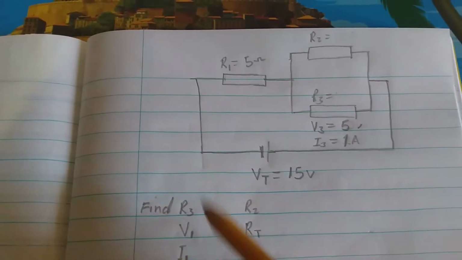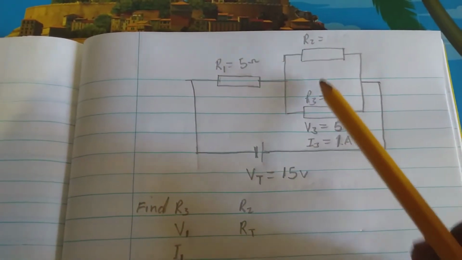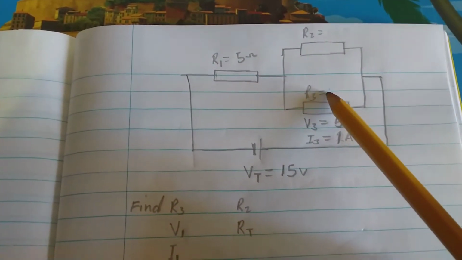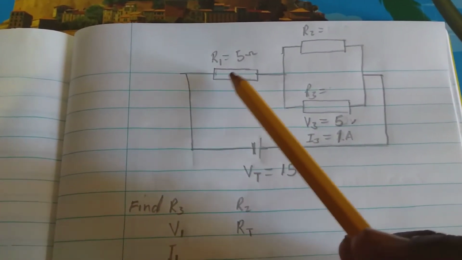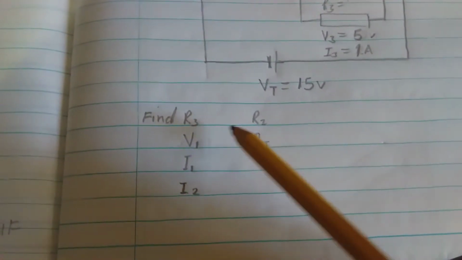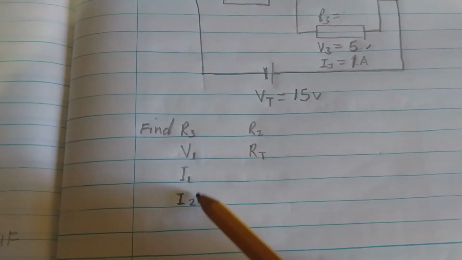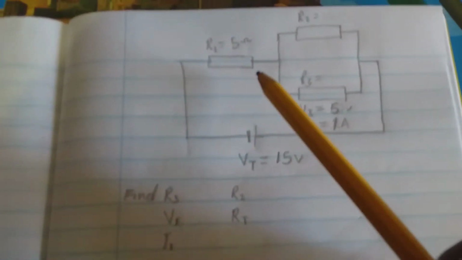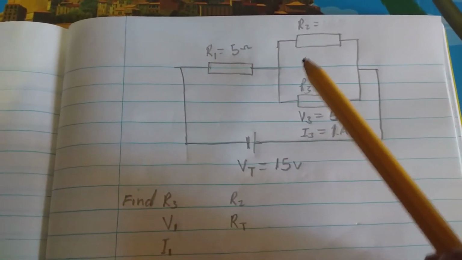Okay, so here we have a series parallel circuit. We have a parallel branch here, R2 and R3, and we have R1 in series with this parallel branch. And we're going to see if we can find these values for this series parallel circuit.